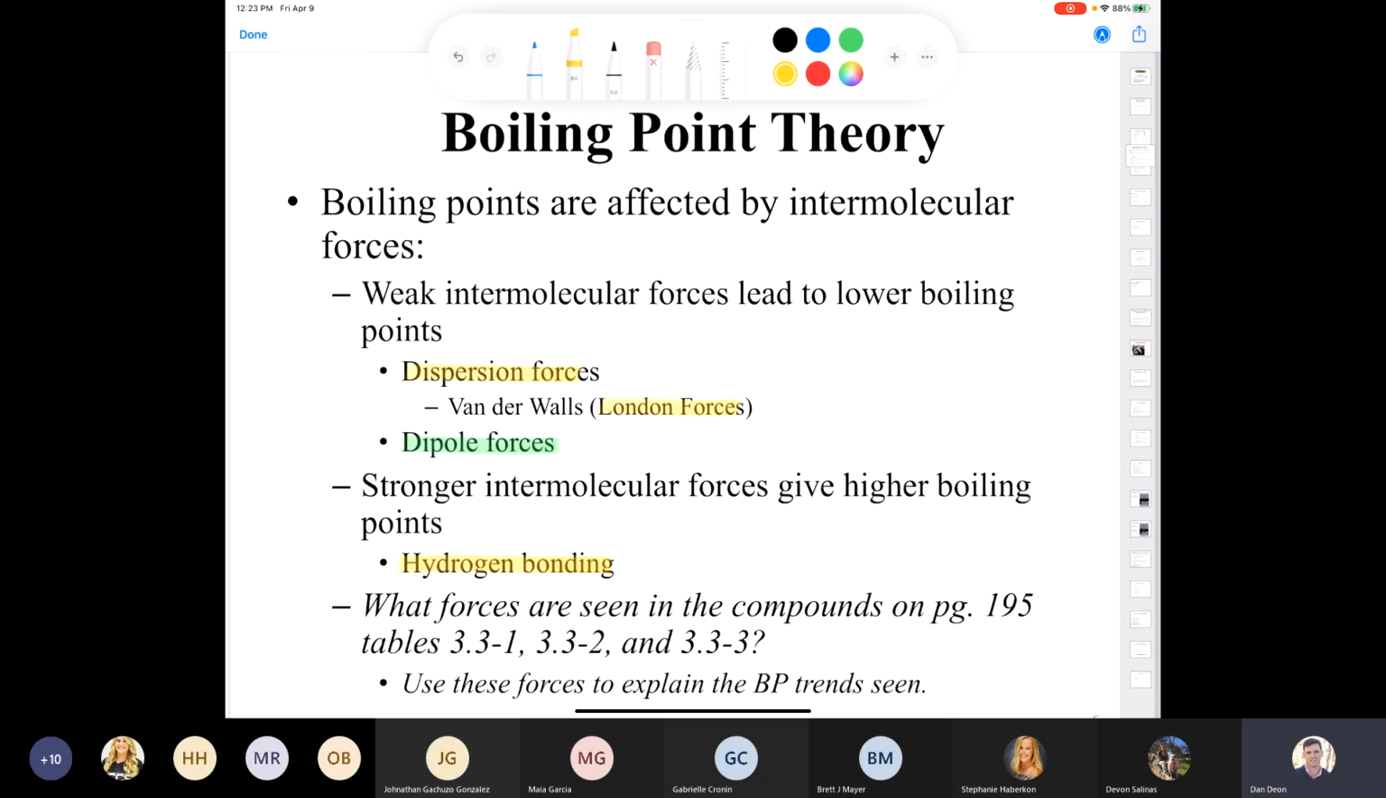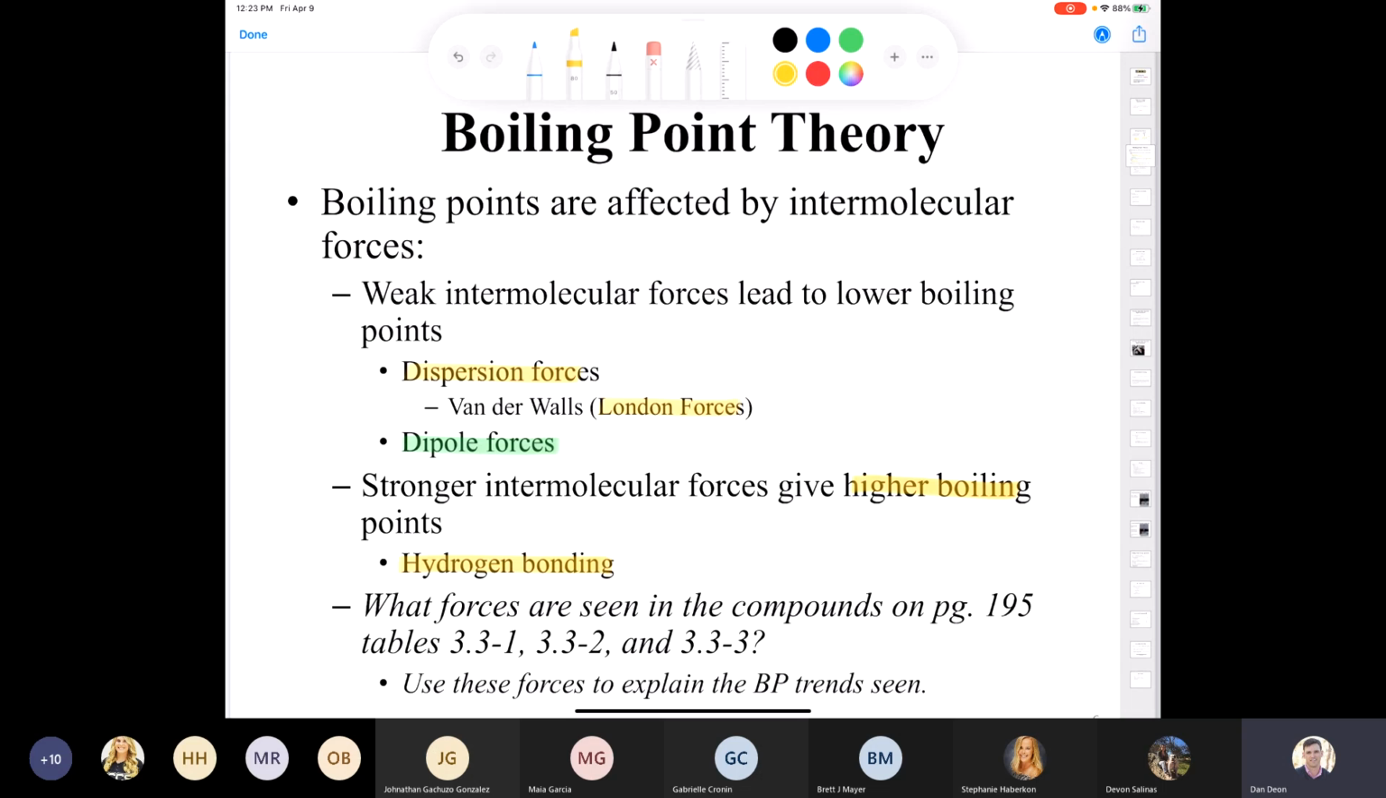Now, hydrogen bonding is not a type of covalent bonding. It is simply an intermolecular force. However, it is so much stronger than London forces or dipole forces that we call it bonding. So stronger intermolecular forces, what does that mean? If molecules have hydrogen bonding, they're going to be held together more tightly than molecules that only have dispersion forces. It's going to take more energy to break those molecules apart in the liquid phase and separate them into the gaseous phase. Therefore, the stronger the intermolecular forces that compounds experience, the higher their boiling points will be.